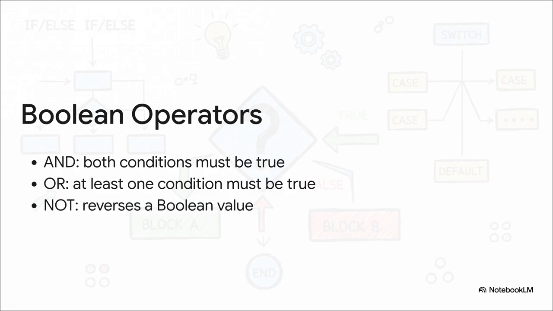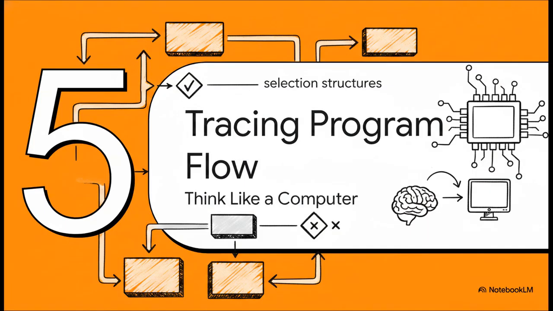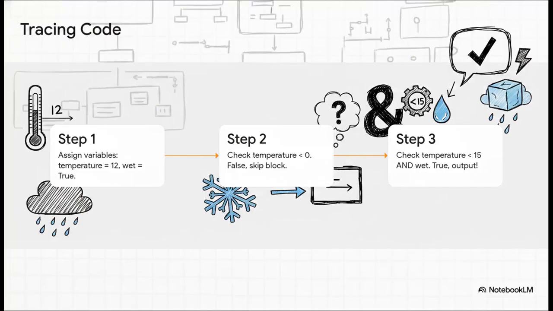Now, if we used and instead, they'd literally have to be a senior citizen and a member to get that lower price. Moving into Section 5, Tracing Program Flow. We are going to start thinking like a computer. And this brilliantly illustrates how we actually walk through a piece of code exactly the way a computer reads it. Let's trace it step by step.